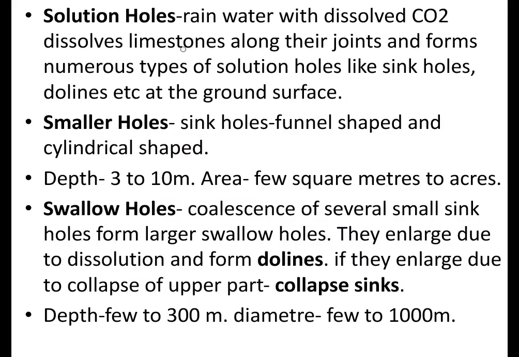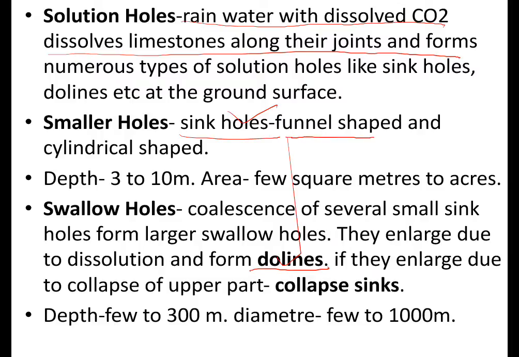First one is solution holes. Rainwater with dissolved carbon dioxide dissolves limestones along their joints and forms numerous types of solution holes on the ground surface, like sinkholes, dolines, etc. Smaller holes are called sinkholes, but if it is a larger hole, they call it a doline. Both sinkholes and dolines are solution holes because of dissolution of carbonate rocks.